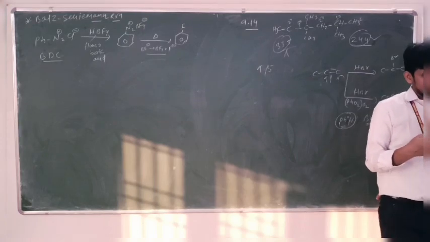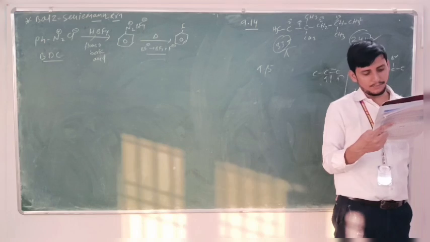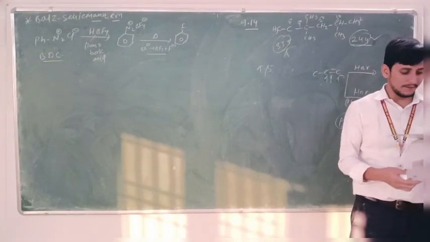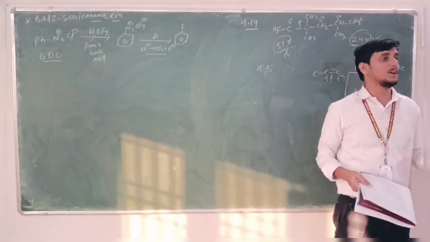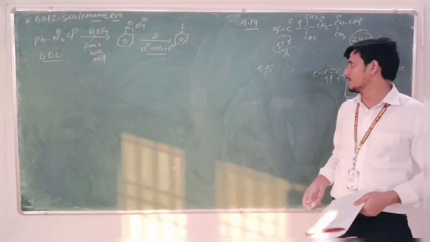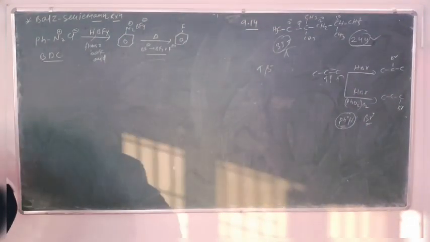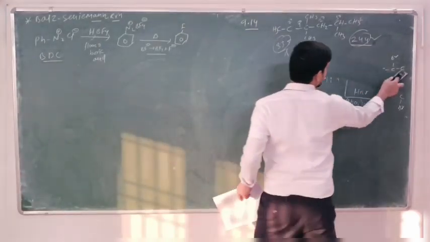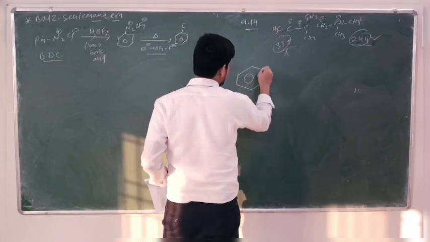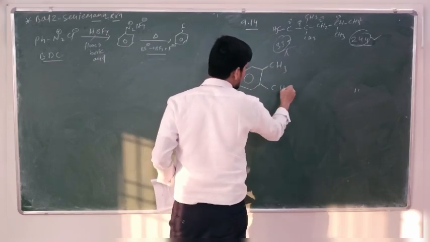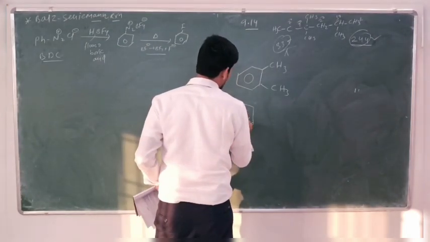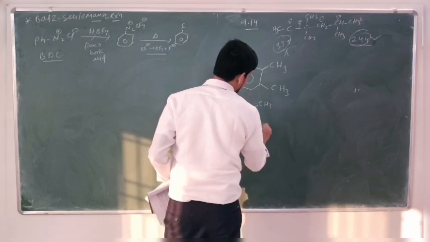Now question 17: write down the product of ozonolysis of 1,2-dimethylbenzene, and also support the Kekulé structure. What is the meaning of Kekulé structure? He asked indirectly for both resonating structures of benzene for ozonolysis. He gave this compound, and he asked to give both Kekulé structures of benzene.